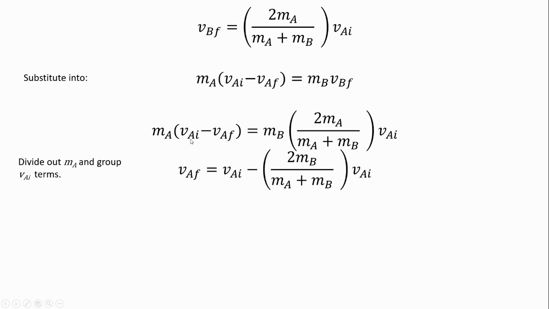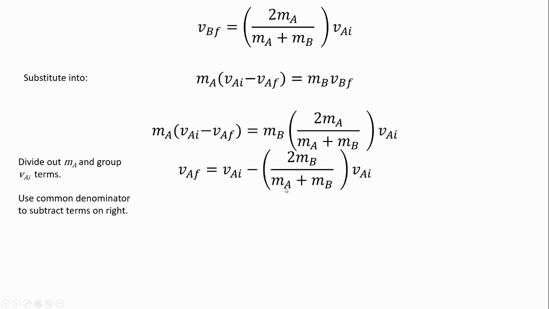It's taking VA initial over to the other side. We're left with VA final on this side because we divided out the MAs. They cancel. That MA cancels that MA. And then I move the VA initial over to the other side. Leaves VA final negative. So when I multiply through by the negative sign, this is what you end up with.